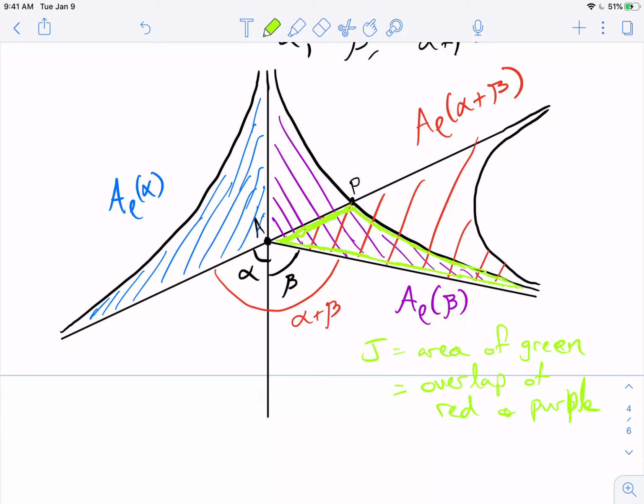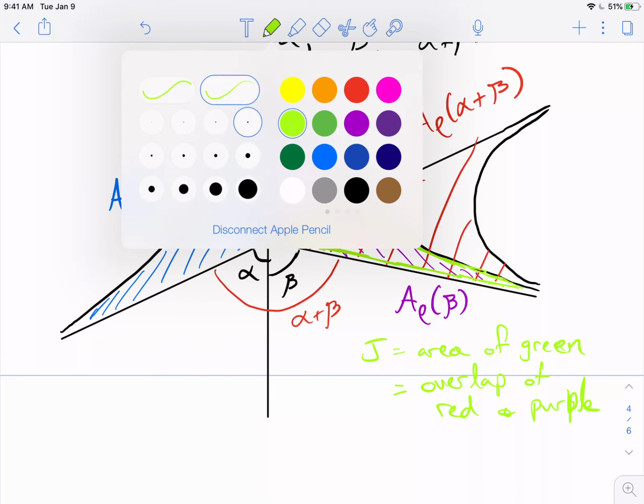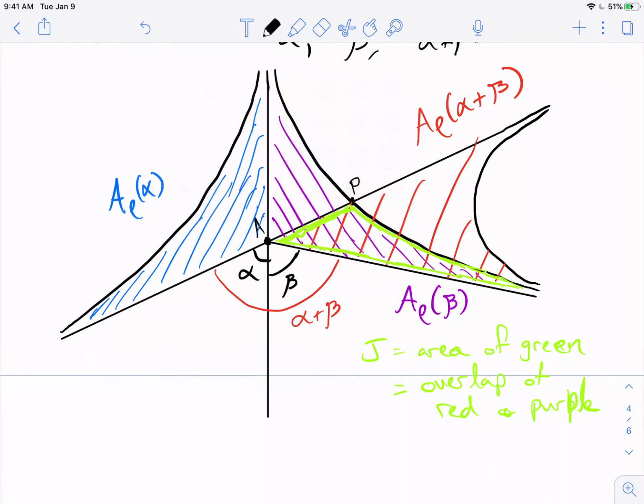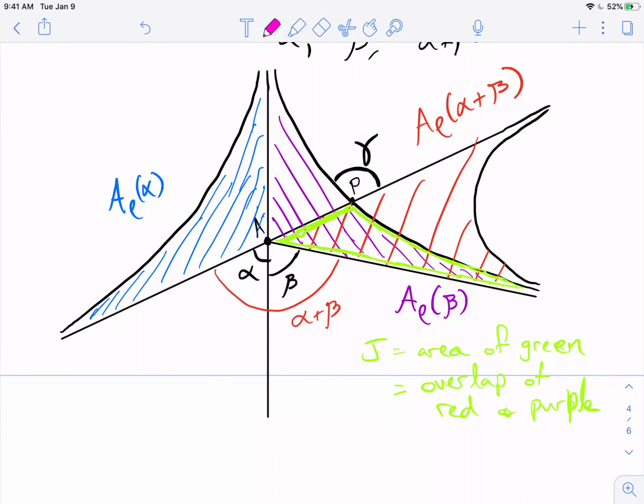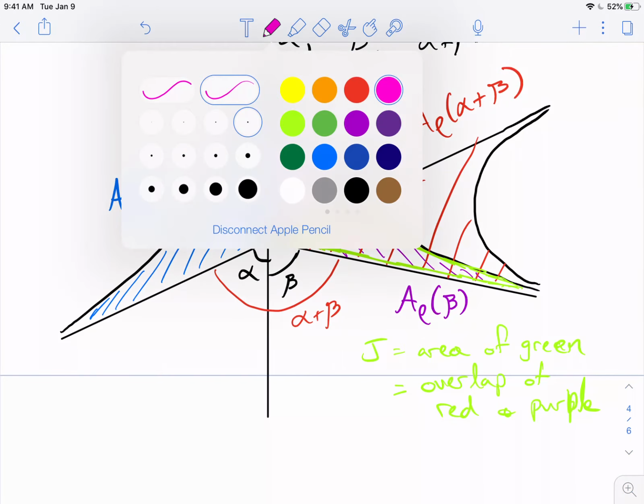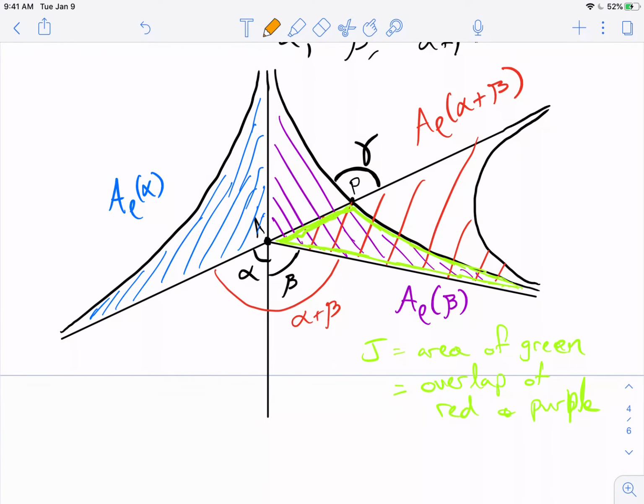While we're labeling things, we might as well notice that there's an extra 2/3 ideal triangle here. So if I call this angle gamma, this is the exterior angle for another 2/3 ideal triangle, this one right here.